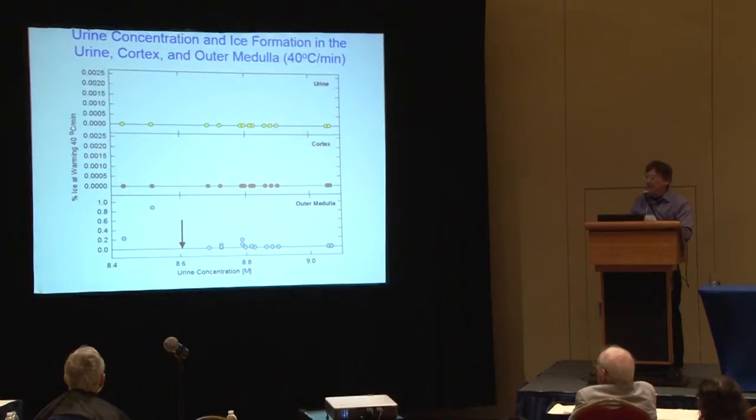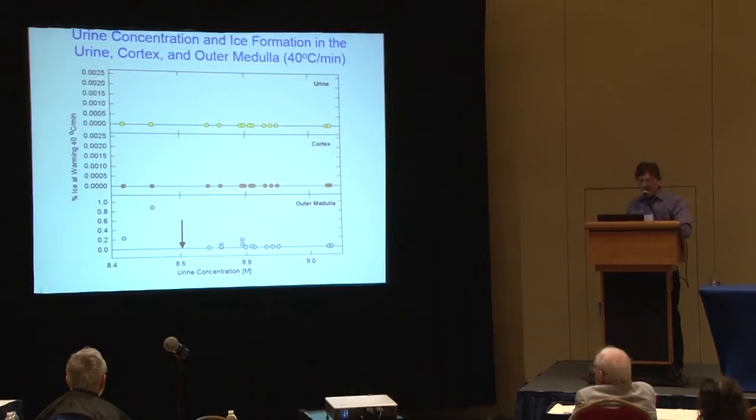So if we look at what happens in these same kidney regions at 40 degrees a minute, you see zero ice in the urine, you see zero ice in the cortex, all the way down to 8.4 molar, which is a pretty dilute solution, one that the kidney has no trouble tolerating whatsoever. And the outer medulla is a little bit more recalcitrant. It requires somewhere between 8.5 and 8.7 molar, let's say 8.6 molar, to have devitrification suppressed in it, but that's a lot better than the 8.8 molar we saw before.